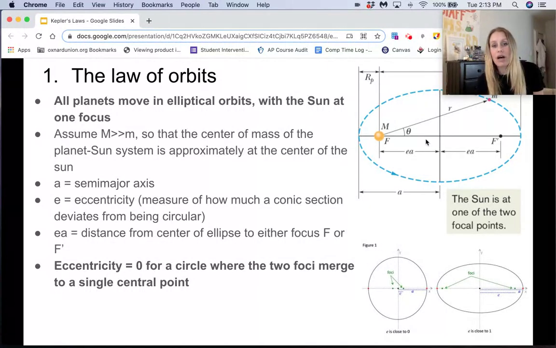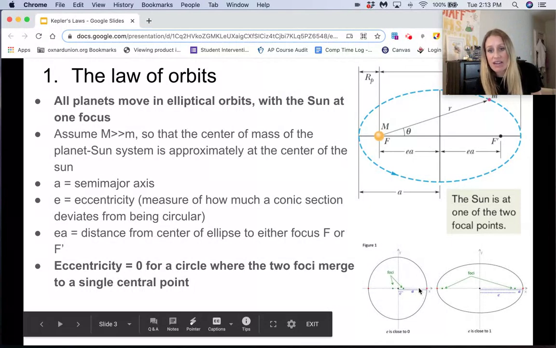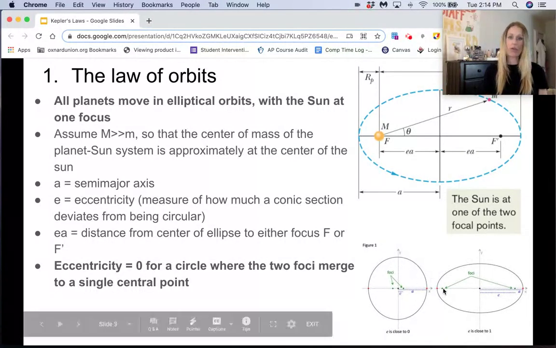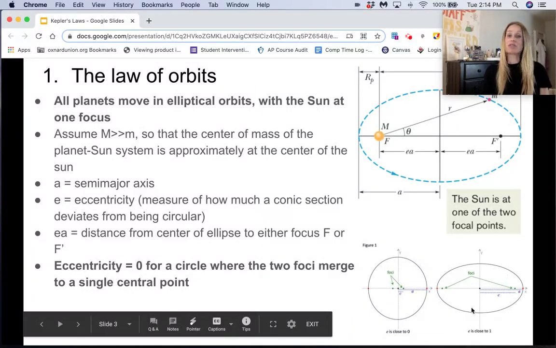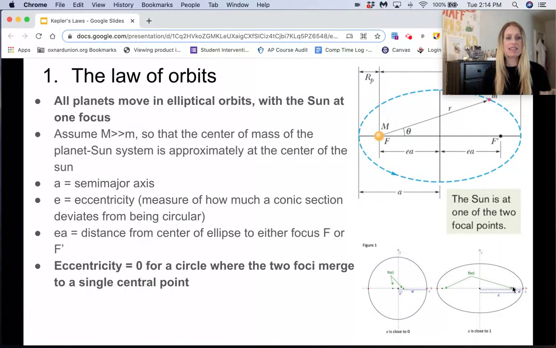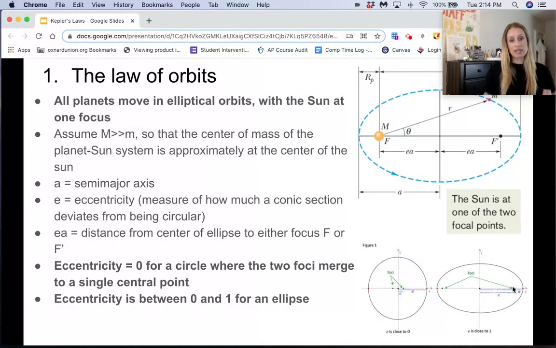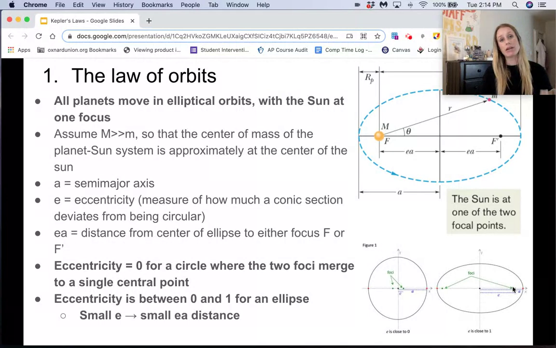So for example, our eccentricity in this figure right here is very, very small because that ea distance is very, very small. So we're closer to a circle here. Now when our shape is closer to an ellipse, then that ea distance is going to be much, much greater. It's closer to 1. And e, that eccentricity, is between 0 and 1. So eccentricity is 0 for a circle where two foci merge to a single central point, and eccentricity is between 0 and 1 for an ellipse. A small e, or eccentricity, means a small ea distance.